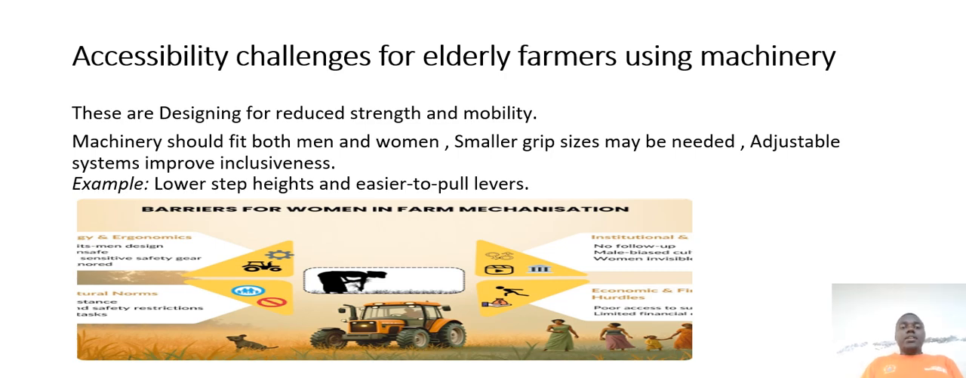Another is accessibility challenges for elderly farmers using machinery. These are designing for reduced strength and mobility. Machinery should fit both men and women. Smaller grip sizes may be needed. Adjustable systems improve inclusiveness. Example, lower step heights and easier-to-pull levers. That is a picture that shows accessibility challenges for elderly farmers using machinery.